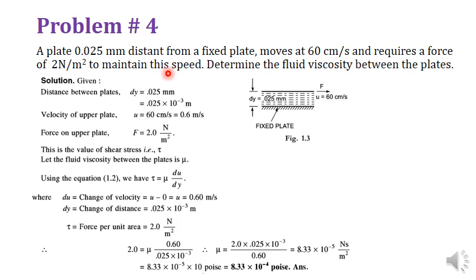To maintain this speed at an equal gradient, meaning the rate of change of strain is constant, you need to apply a force on this upper plate equal to 2 Newton per meter square. Determine the fluid viscosity between the plates. If a certain fluid is flowing between two plates, then you need to determine the fluid viscosity, absolute viscosity or dynamic viscosity, in both terms you can say.